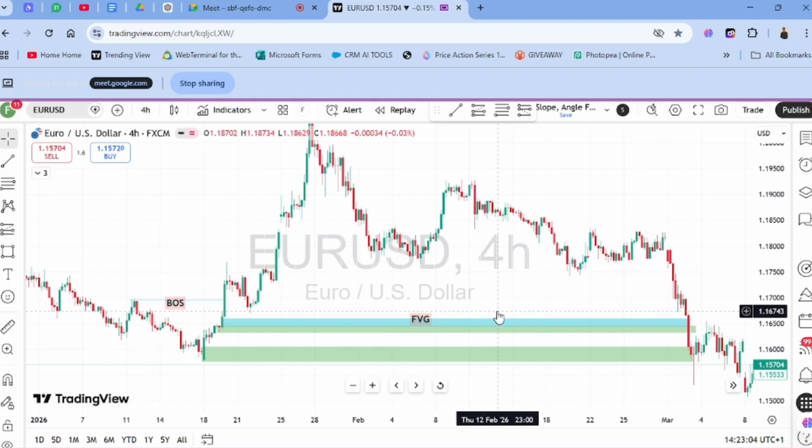Imbalance. In the chart, you can see it, and that's what we call an FEG. You see that gap. Do you get it? Okay. Good. Here now we have another imbalance. This is another imbalance. There are so many imbalances here in this market.